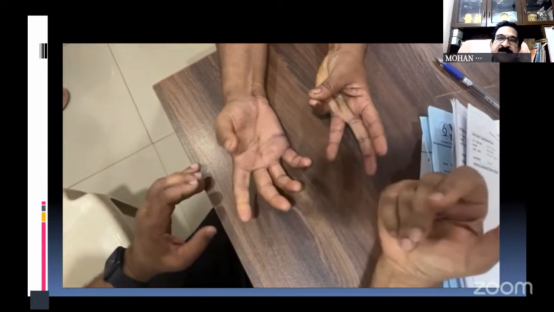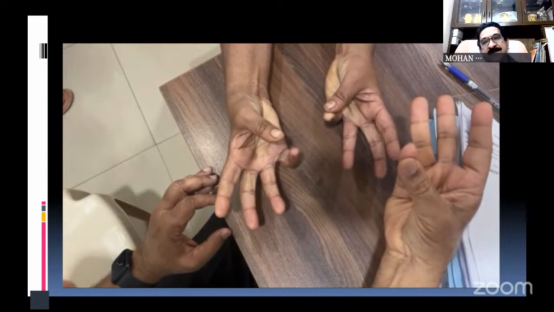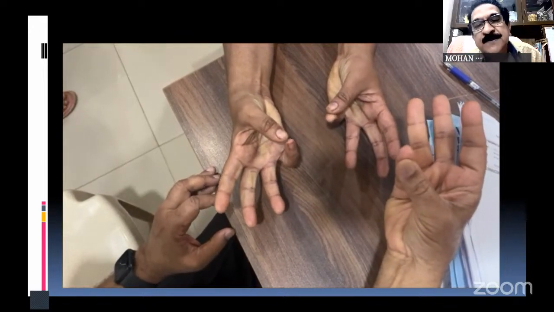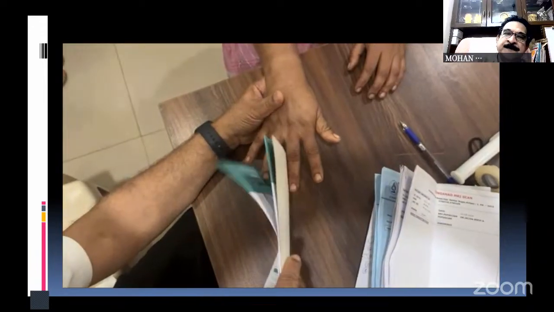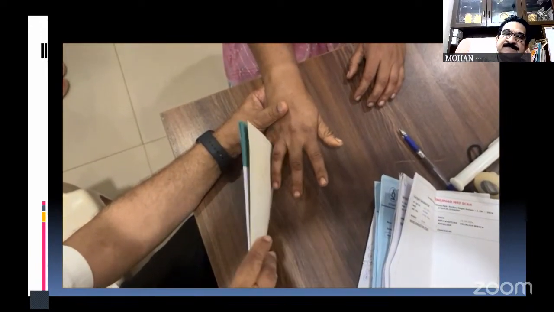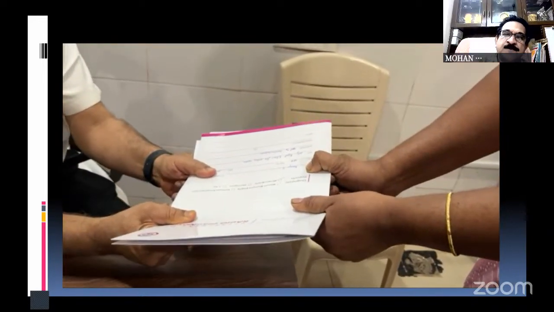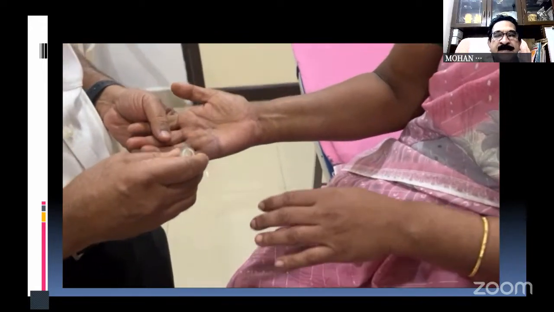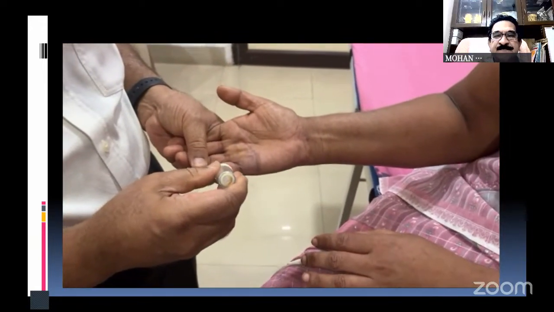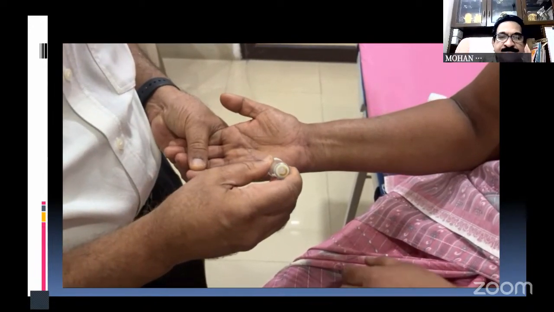Opponens, the right side cannot oppose at all. It can be either due to opponens digiti minimi weakness or opponens pollicis weakness. That is weak. That is normal. Froment's sign is positive on the right side. You could see decreased sensation on the little finger.